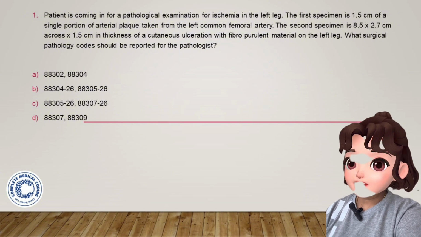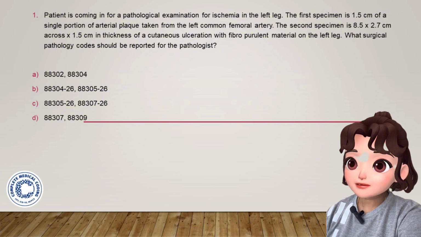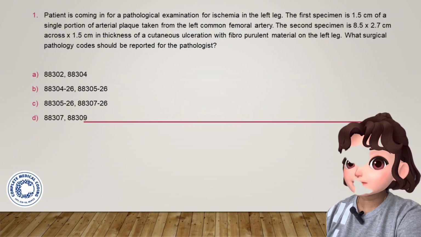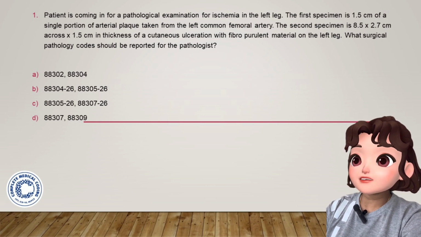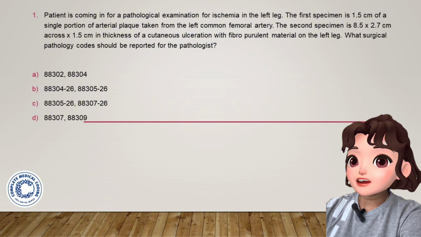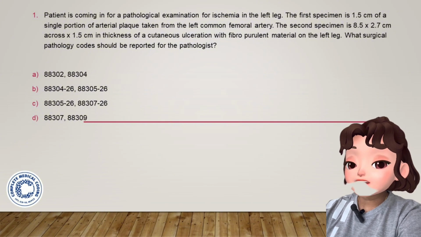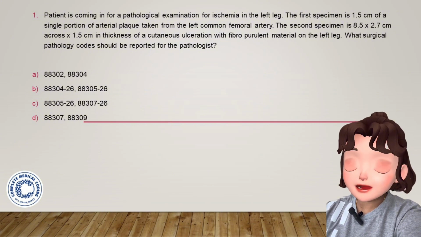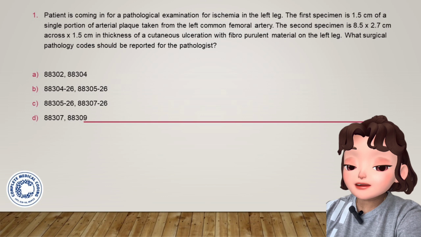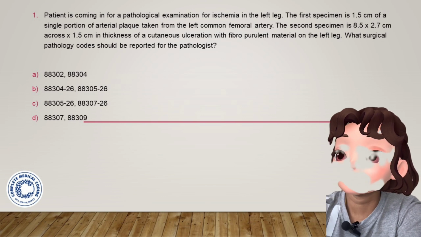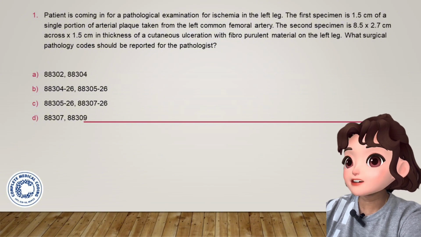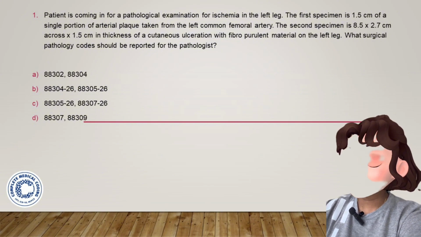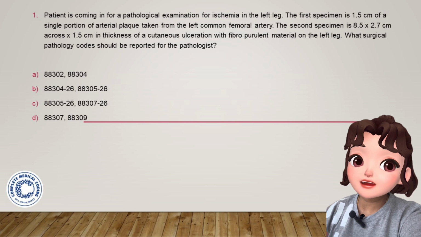Now take the second option, 88304, 305. So 88304 is level 3, the next level. Next level surgical pathology consultation is 88304. In our question, it's mentioned about the first specimen. So here there are two specimens, right? So we need to code them separately.